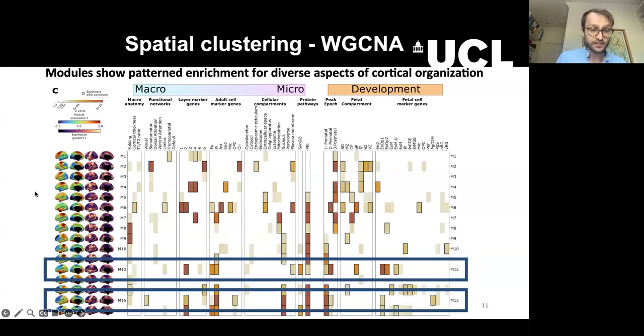M15, on the other hand, has an occipital peak in expression, closely aligned with the visual cortex. And while it has a neuronal signal, this is primarily driven by a nuclear signal. So it's nucleus rather than synapse. And rather than a perinatal peak like M12, it has a much earlier fetal peak of development, and a less strong signature in developing fetal neurons and more in cycling progenitors.